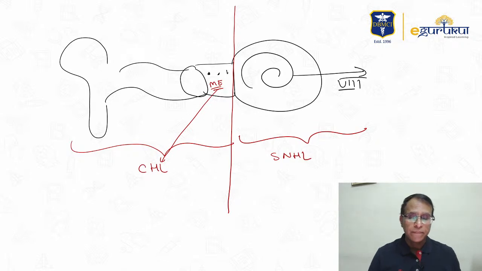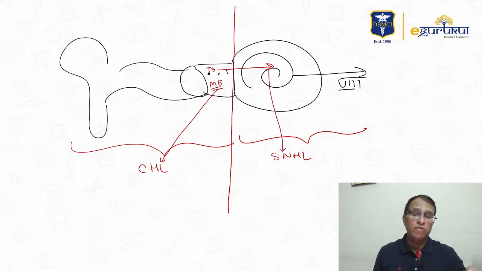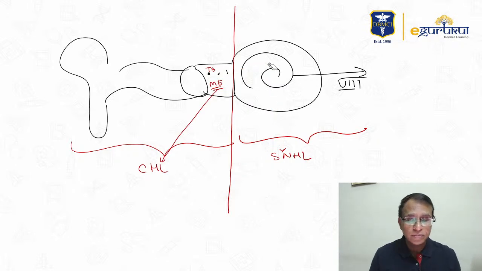Okay. Unless if TB from the middle ear goes to the inner ear, then of course it will be sensory neural hearing loss. But that has to be inner ear involved. But you clearly mentioned middle ear में है तो middle ear में तो CHL होगा.